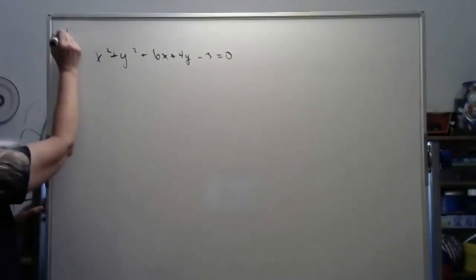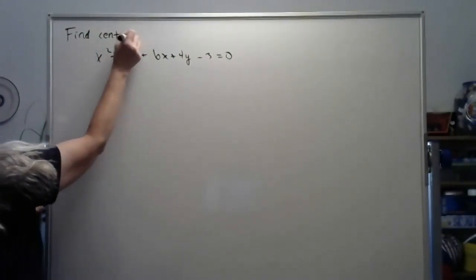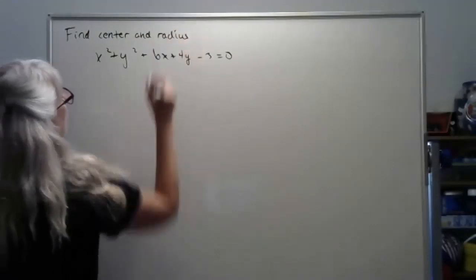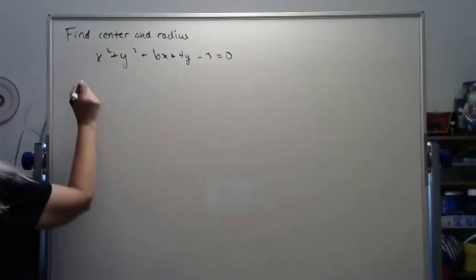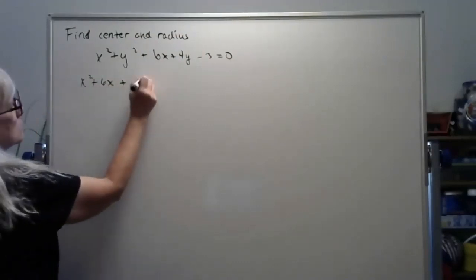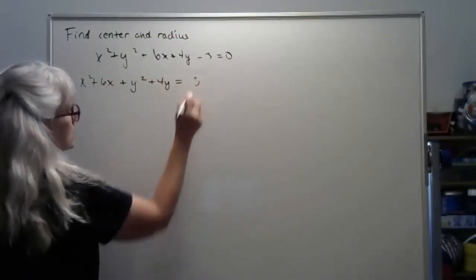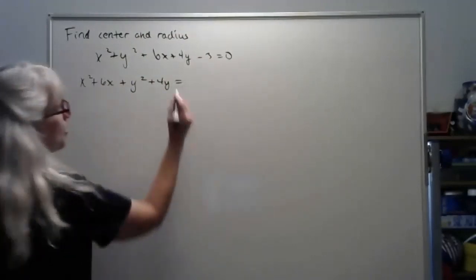So, okay, what we're going to do is group like variables together. So we're going to keep the x squared and the 6x together. Next, we'll write the y squared and the positive 4y, and we'll move the 3 to the other side. So when I move the 3, it's going to become a positive 3.